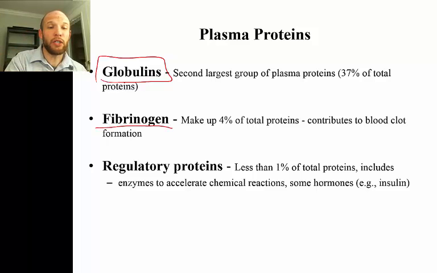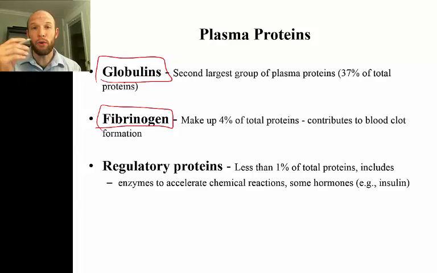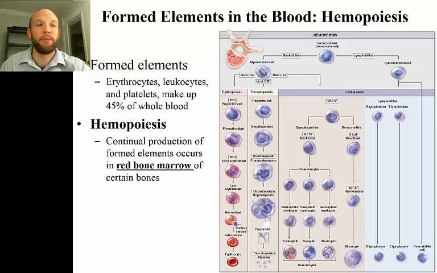We also have fibrinogen, and fibrinogen we'll talk about a little bit more in this chapter. It is a protein that is involved in helping blood clot, the formation of a blood clot. We'll talk about that again in the next lecture. The last thing that we talk about is regulatory proteins. So another category here: enzymes that help with chemical reactions, hormones, that type of stuff, traveling through the blood. It's a regulatory type of protein.